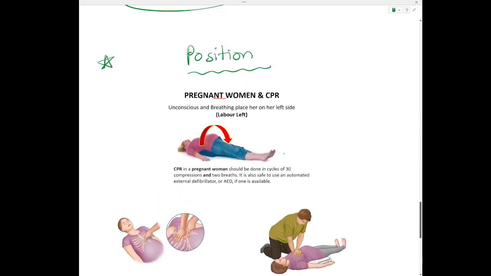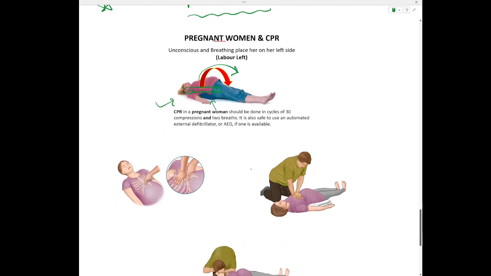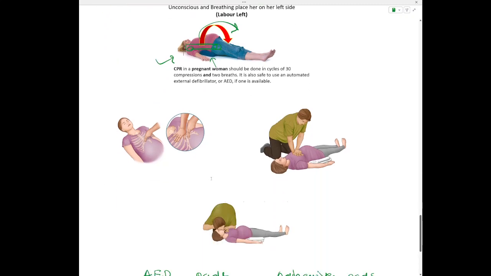I have included some pictures as well. This is the tilted position, where the woman is tilted with the help of a cotton pad or any object. It makes the uterus lean towards the left side, relieving the pressure on the inferior vena cava, which should be somewhere here. Now this is the position. You have to compress the lower sternum and not over the heart, because the gravid uterus displaces the heart and lungs a little bit. It also causes elevation of the diaphragm, so you have to press right here.